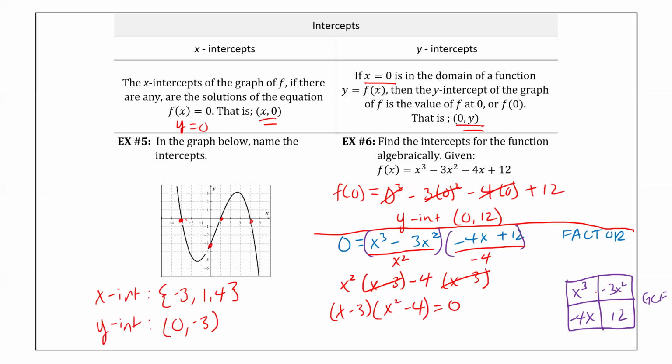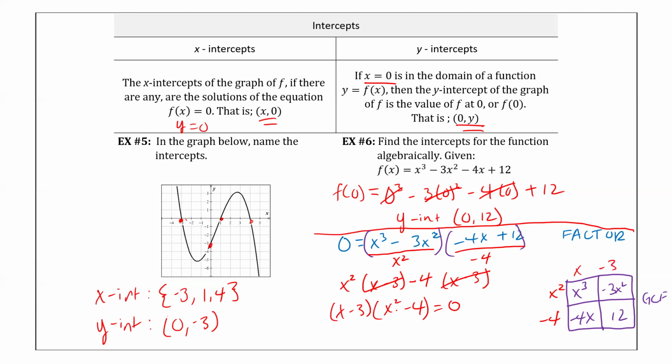Let's do it on the box method. Ready, box people? GCF everywhere. What is the GCF between these two numbers? Perfect. What's the GCF between these two numbers? Negative 4. What's the GCF between these two numbers? X. What is the GCF between these two numbers?